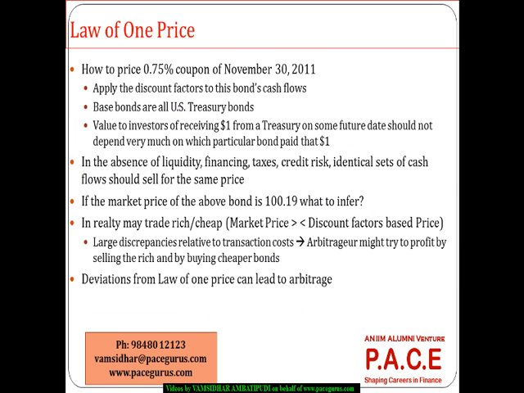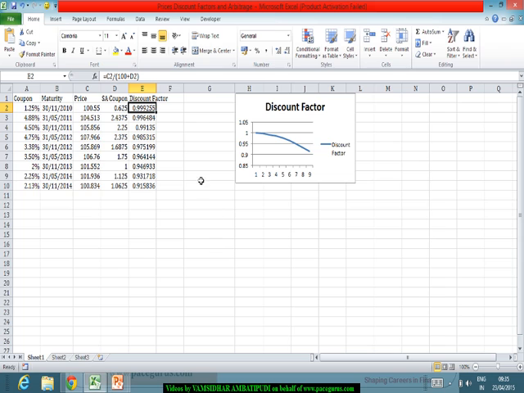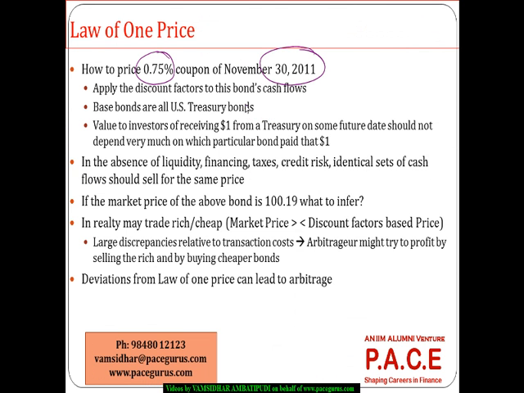Now, with the same concept, let's say I want to do the pricing of another bond. I want to price that bond, which is paying a 0.75% coupon, and it is maturing on 30th November 2011. This is the bond I want to price. It's a 0.75% coupon bond. Now that I have the discount factors, for a new bond, what are the cash flows here?